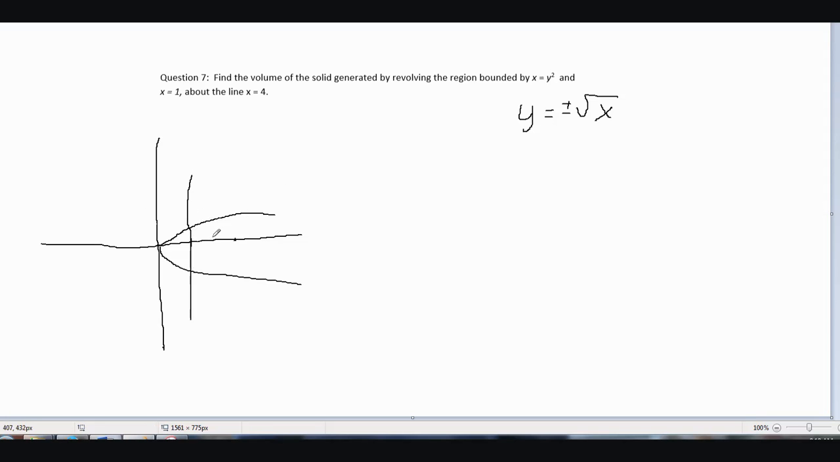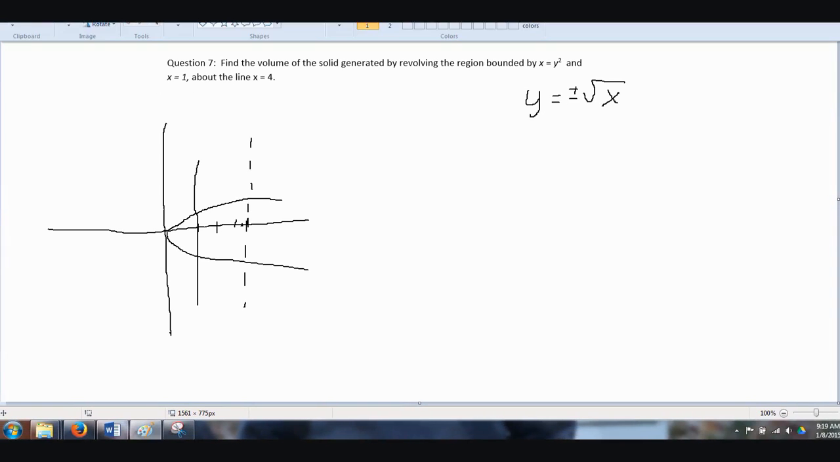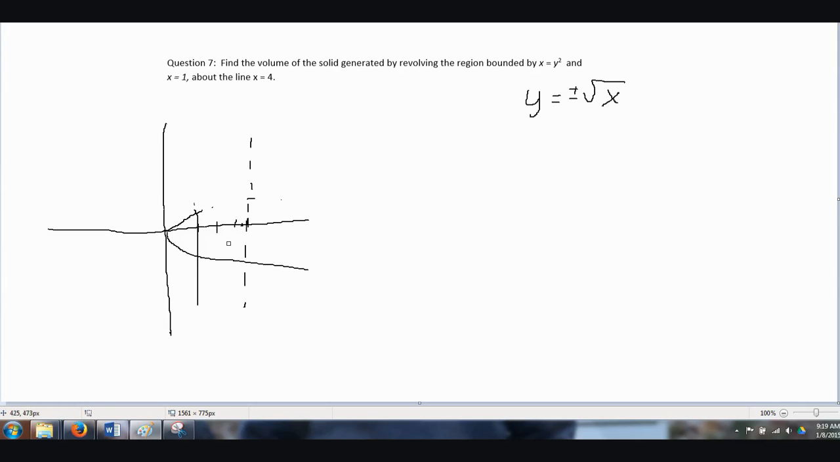And we want to revolve it around x equals 4. So that's 1, 2, 3, 4. We're going to revolve it around this line. Now, let me clean this up a little bit so that we just see what we're revolving. If we get rid of the rest of this function that we don't care about, we just care about the region of the intersection. So that's this shape.